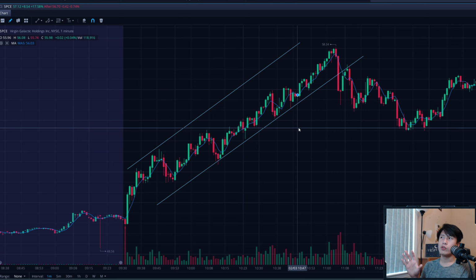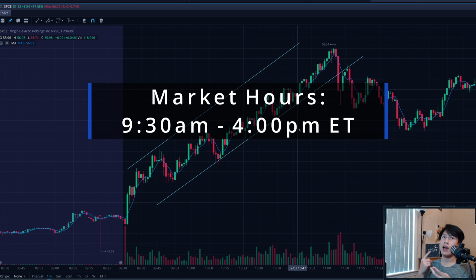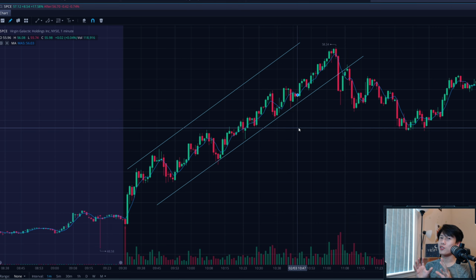I'd also like to remind everyone that a trailing stop loss order, just like a regular stop loss order, can only activate or work during market hours. So if it's pre-market or if it's after hours for the market, it won't trigger. Just making sure you guys know that.